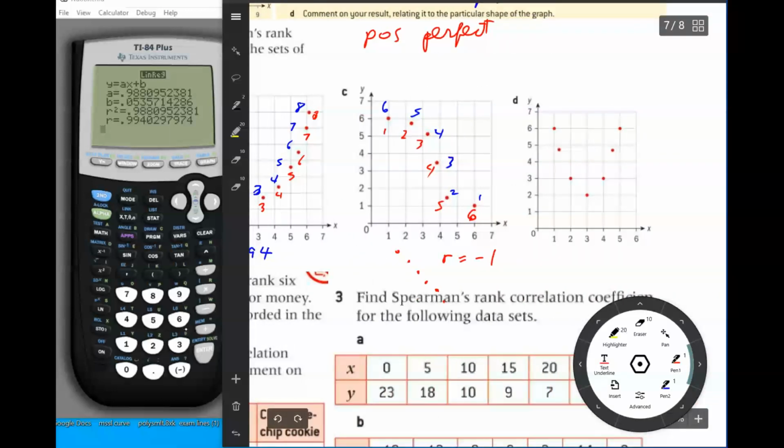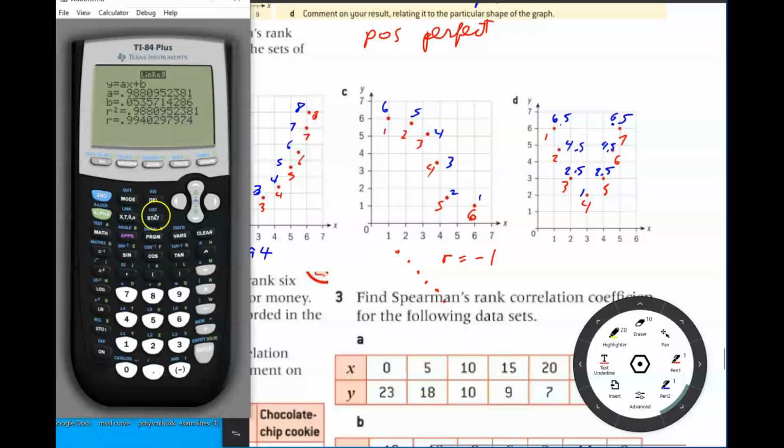Let's look at D. Now D is kind of a mess. So again, for X coordinates, you could say, okay, I'm going to number them in order. And then for the Y coordinate, we have the smallest one here. Here we have a tie for second and third. Next one, we have a tie for fourth and fifth. And the last one, we have a tie for 6 and 7. So we'll put 6.5 for both of those. So let's see what kind of values we get for that.